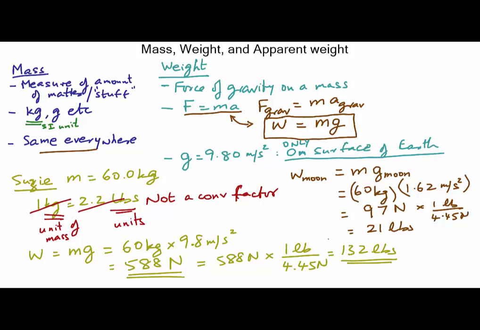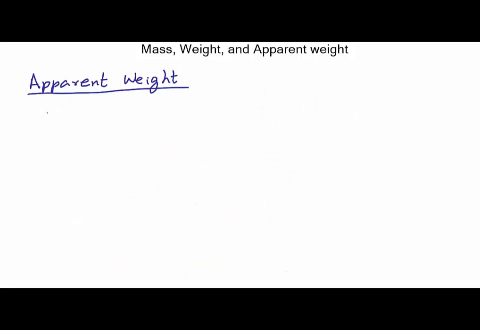So the same Susie who on Earth weighs 132 pounds can go to the moon and weigh just 21 pounds. Now you can relate that to astronauts jumping around on the moon and bouncing as if they don't weigh much, which is true, they don't. They still have the same mass, but they don't have the same weight.